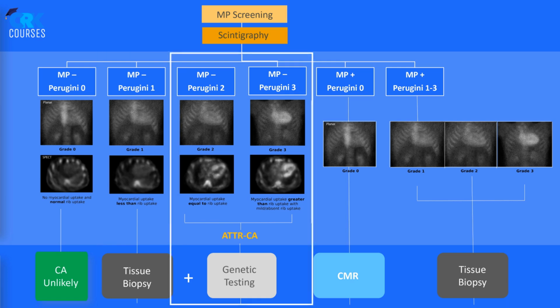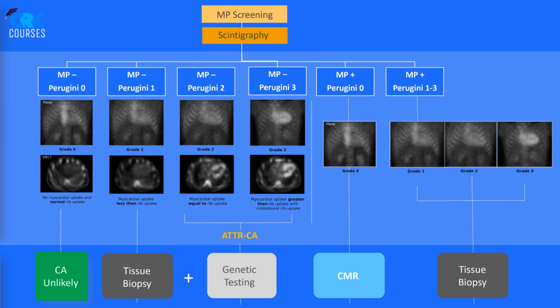When the scintigraphy shows grade 2 or grade 3 myocardial uptake and monoclonal protein screening is negative, this combination is diagnostic of ATTR-CM. At this point, TTR gene sequencing is essential to distinguish between the wild-type form and the hereditary variant. Now let's consider more complex scenarios.